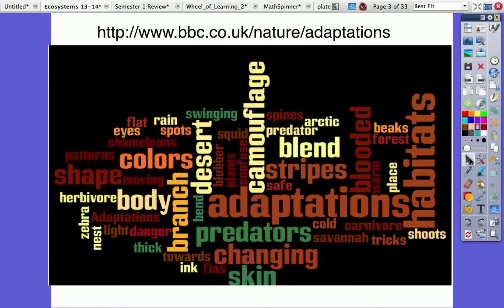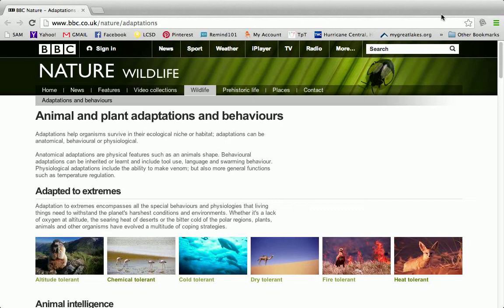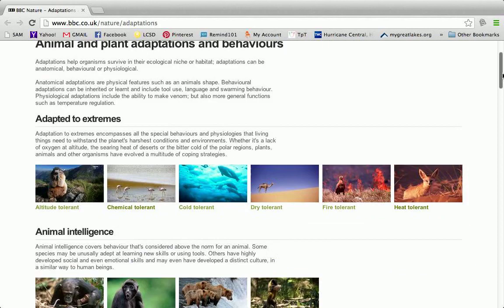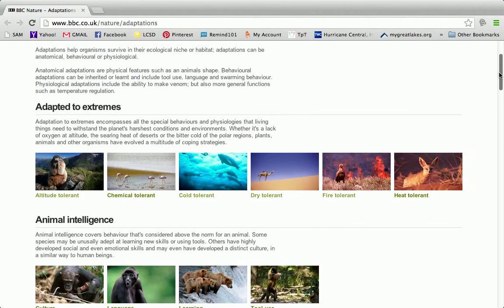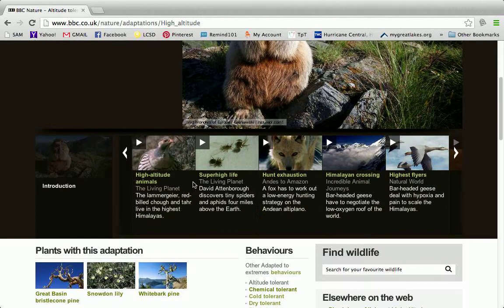Whenever we're looking at adaptations, I want us to watch some videos discussing the different characteristics that we have. Now, since you're at home, you can always copy and paste this URL into your actual web browser and you'll be able to look at all of the videos. I want us just to look at a few personal ones that I think would be very good with our unit. The first one we're going to look at is hunt exhaustion.